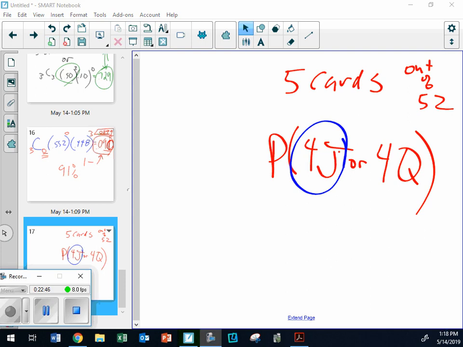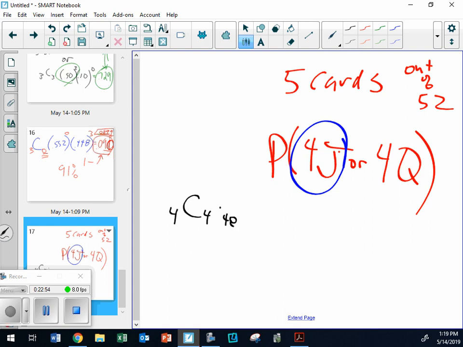Okay. Here's 4 jacks. 4 choose 4 jacks, and I want all 4. But I also need 48 other cards. Choose 1. All over 52C5. That's just the jacks. If that's all you could manage, that's not bad. That's the probability of getting 4 jacks and 1 other card. Or means add, right? Now, some of you are going to just keep it all the same denominator on the bottom, and that's fine. But I'm just going to show you it is 2 separate things. You just happen to be able to add the denominators because it's a common denominator.